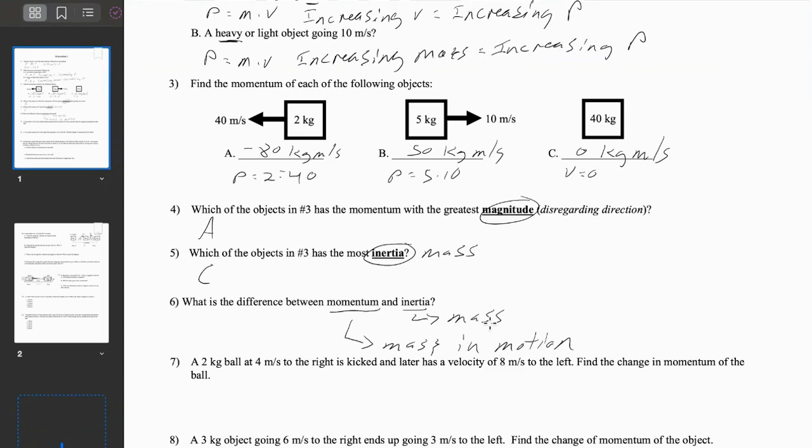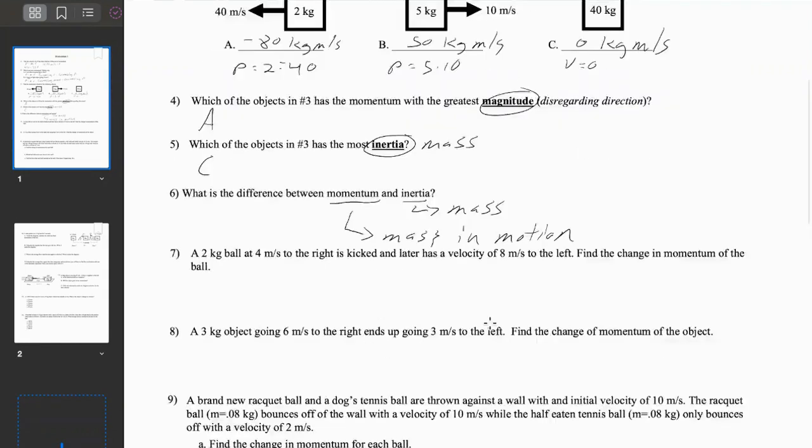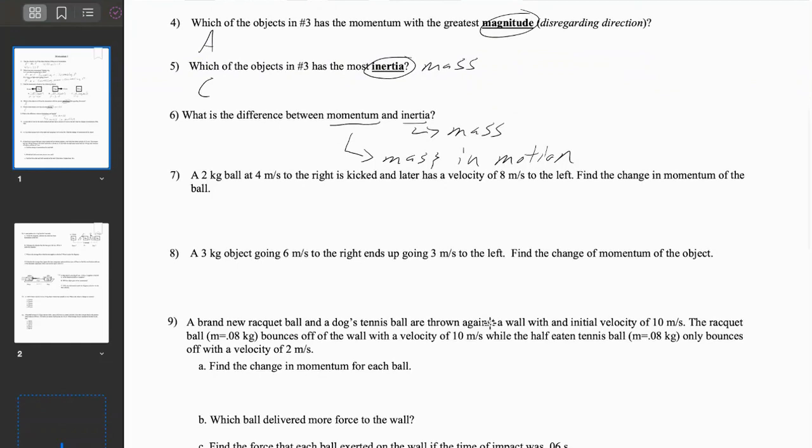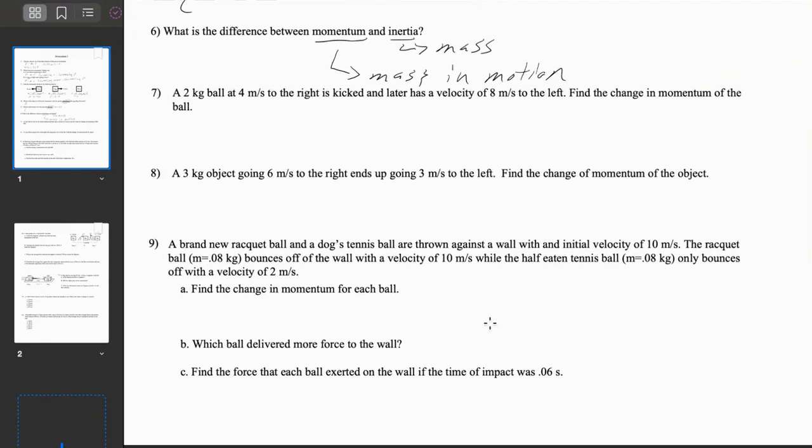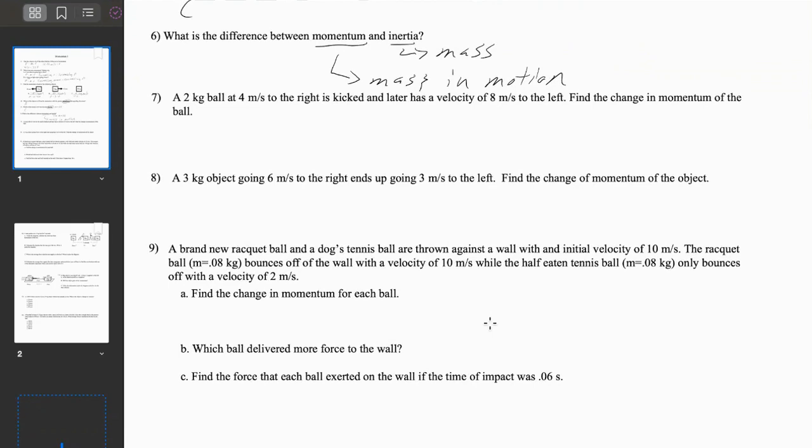Number 7, a 2 kilogram ball at 4 meters per second to the right is kicked and later has a velocity of 8 meters per second to the left. Find the change in momentum of the ball. Remember, change in momentum is impulse. Change in momentum, mass times change in velocity, is impulse, or force times time, depending on the information you have.